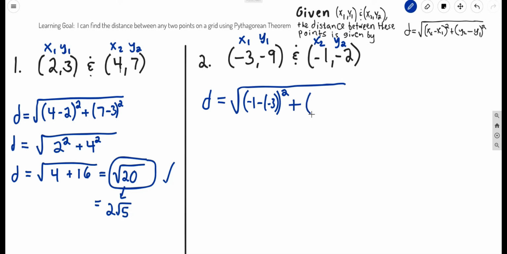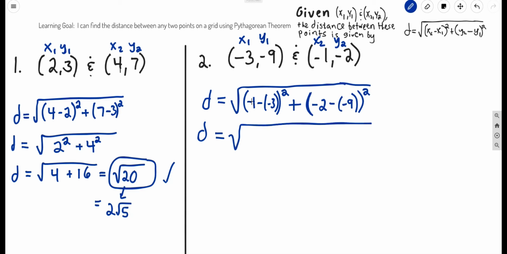Plus, now we take the y coordinates and we subtract them: -2 minus -9. In this example, I purposely used more negatives just to make the simplification a little more dicey. Everybody can always use a little bit more practice with negatives. And so we get d equals the square root. Let's go ahead and clean up some of this here.